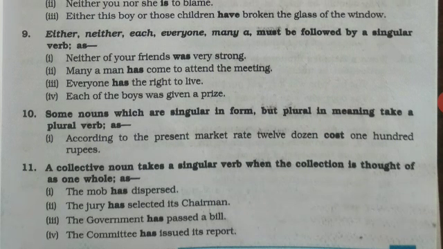Now rule number 11. A collective noun takes a singular verb. Collective nouns singular verb लेता है कब? When the collection is thought of as one whole. For example, the mob dispersed. Right? The jury selected its chairman. The government has passed a bill. The committee has issued its report. Yes?